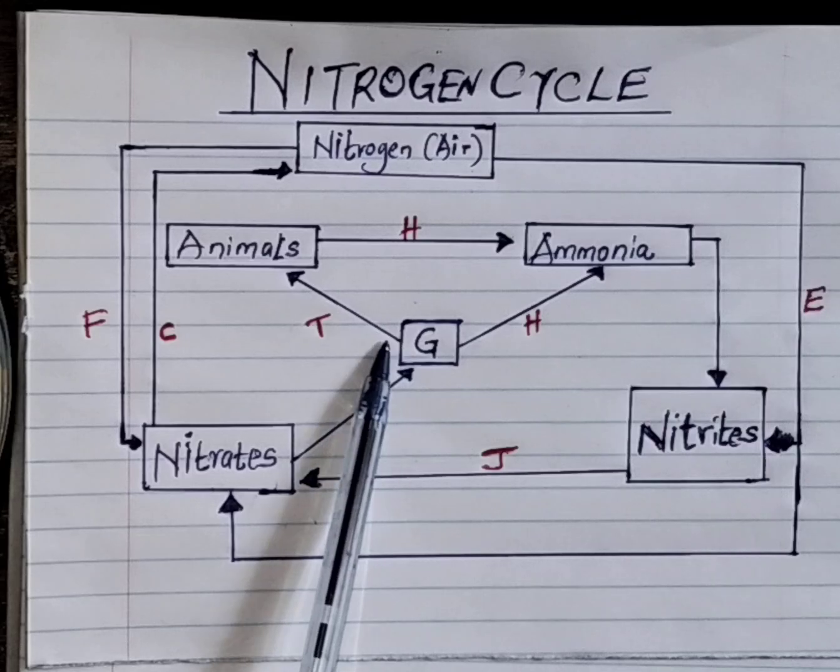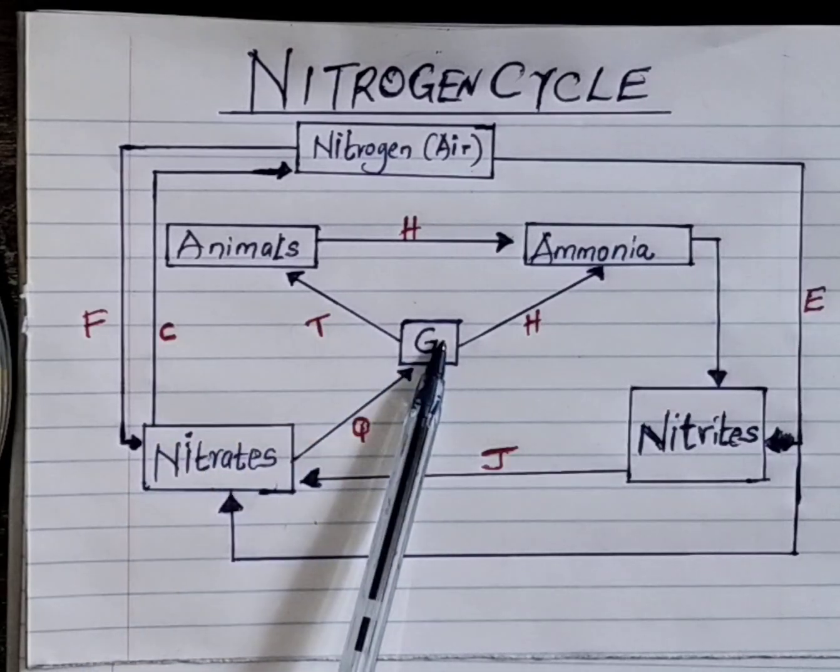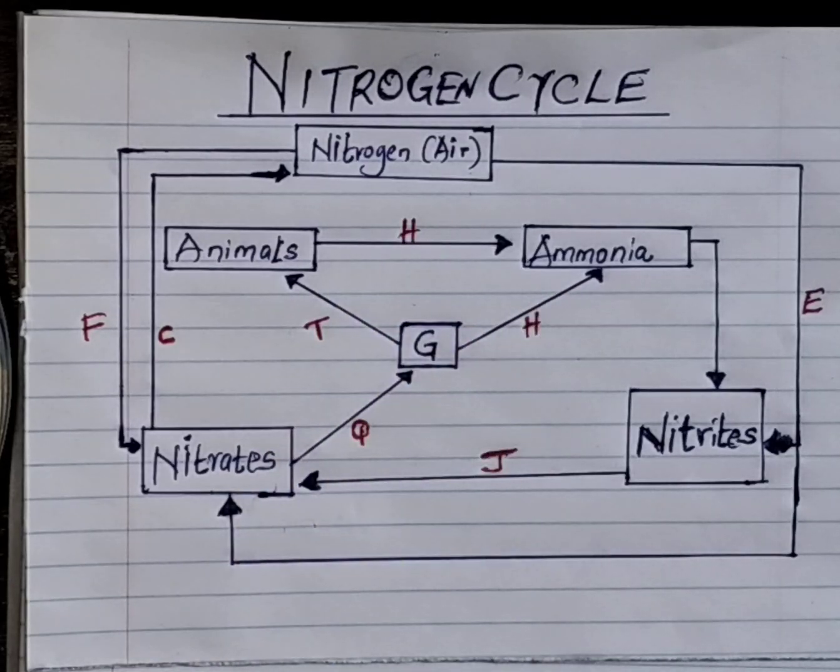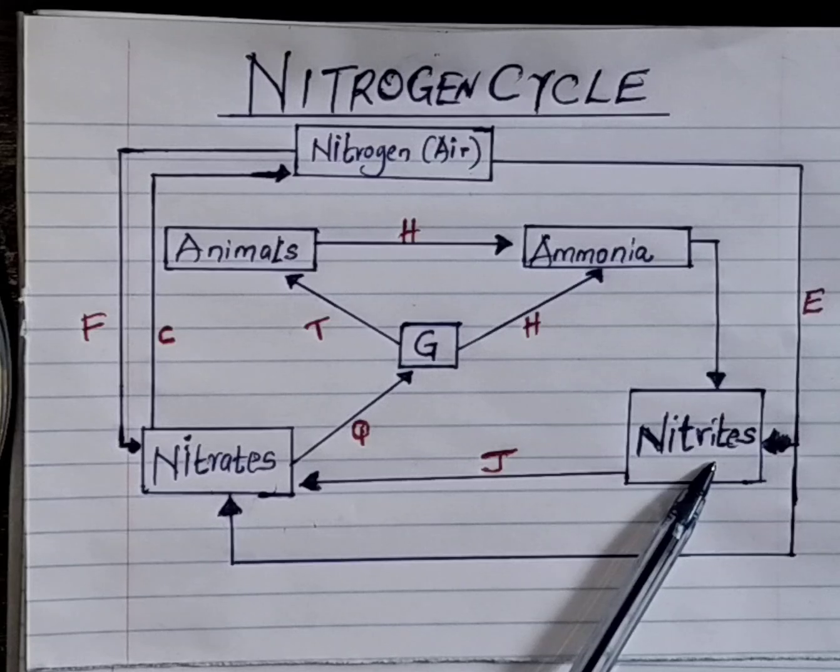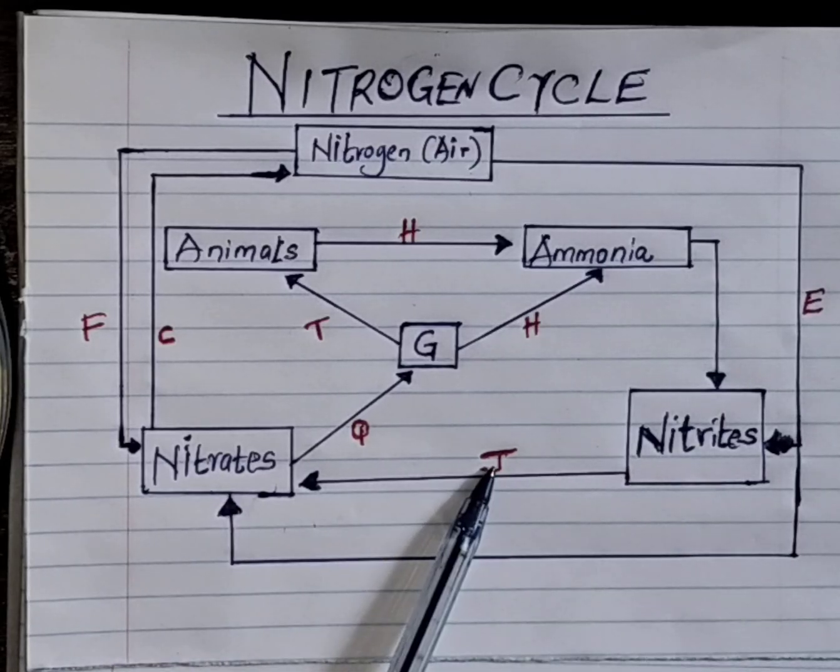And there's an arrow that points to animals. Then G again to ammonia. Seems like this is H and this is H. That means that is the same process. Then we have nitrates to G. We call it Q in this flow chart. And then we have nitrites. Nitrites to nitrates. That is J.